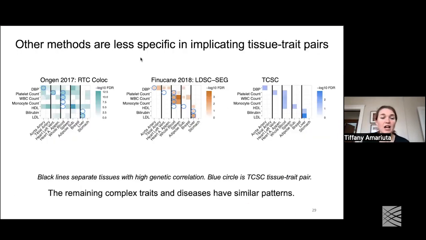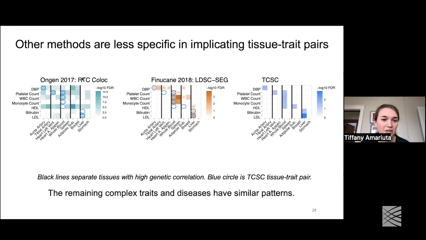All right. And now returning to comparisons of other methods. So now in the real trait scenario, whereas before we were comparing in simulations, here we're just demonstrating that other methods are indeed less specific in implicating tissue trait pairs. And so this is consistent with the high false positive rates that we identified in simulations for these other methods and the lower overall area under the curve.